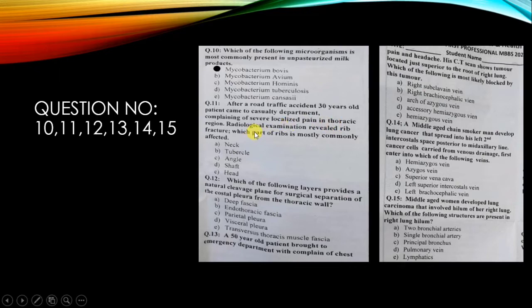After a road accident, a 30-year-old male patient came to the casualty department complaining of severe localized pain in the thoracic region. Radiological examination revealed a rib fracture. Which part of the rib is most commonly affected: neck, tubercle, angle, shaft, or head?